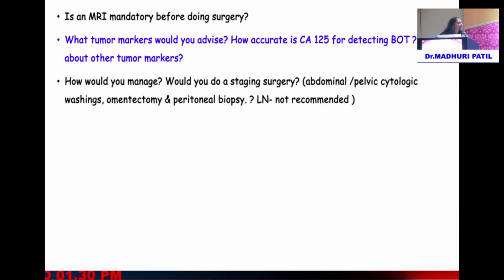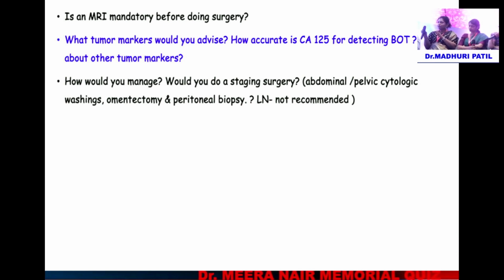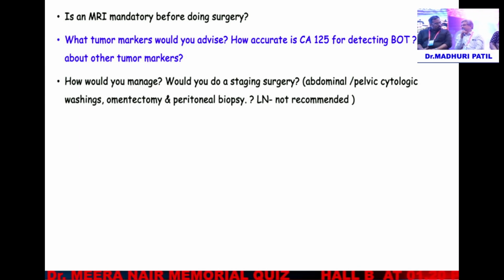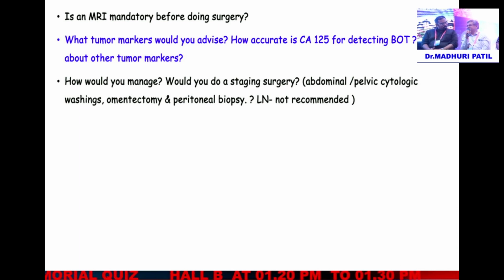As I was saying, it is not the mode, USG or MRI, it is the eyes which look at it. If you have a good sonologist, he would do a better job than a wrong MRI person. Would you advise it? I discussed with my surgical colleagues in the KIMS Cancer Center. They all want an MRI before doing surgery. But we are thinking of a patient who goes to a normal gynecologist; it's a histopathological diagnosis, so I don't think the gynecologist really does an MRI before surgery.